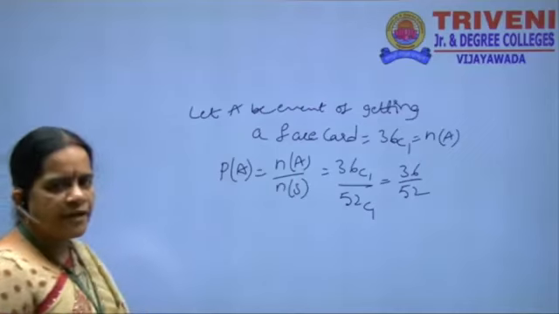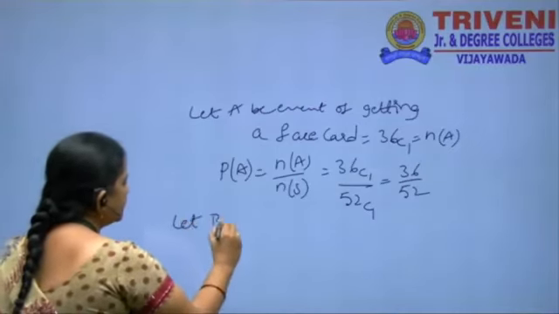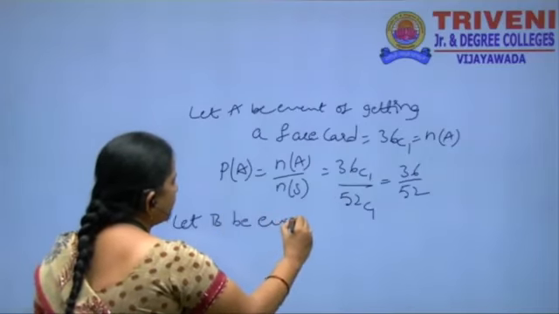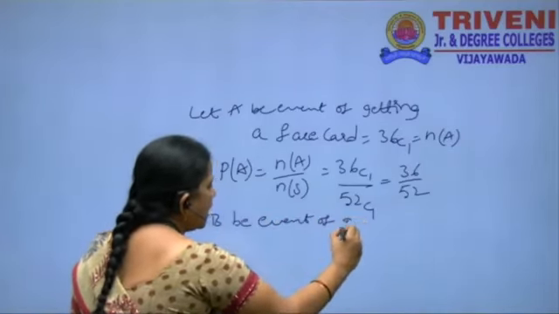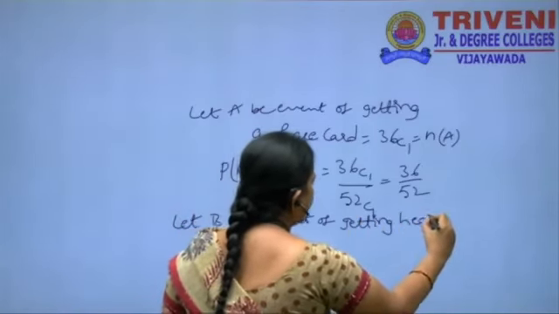And B be the event of getting a heart card. Let B be the event of getting a heart card. How many hearts are there in the pack of cards here? 13.